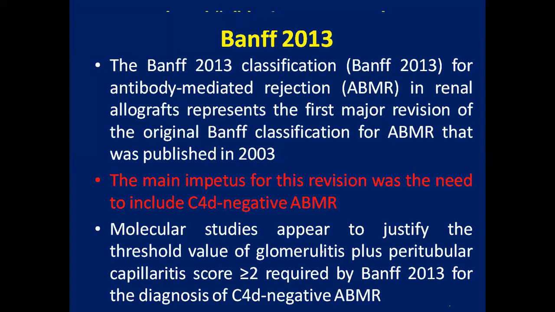So in the Banff 2013 classification, the main impetus for this revision was the need to include C4d negative AMR. It was seen that there were some antibody-mediated rejections where C4d was negative. So if the C4d is negative, but there are histological criteria which suggest that it is possibly antibody-mediated rejection, then those patients should be treated on lines of antibody-mediated process. They also suggested that molecular studies appear to justify the threshold value of glomerulitis plus peritubular capillaritis score of more than or equal to 2 required for the Banff 2013 classification for the diagnosis of C4d negative AMR.